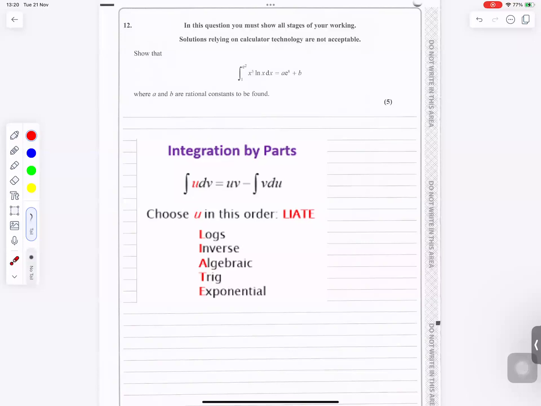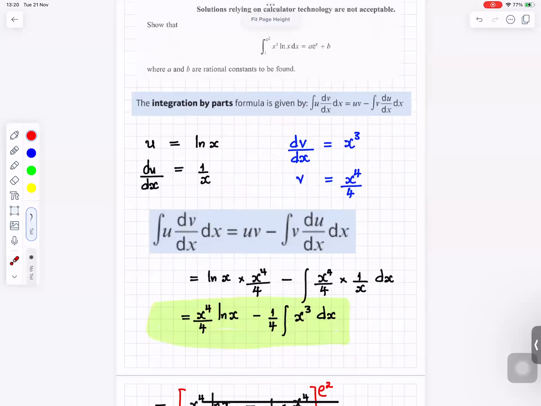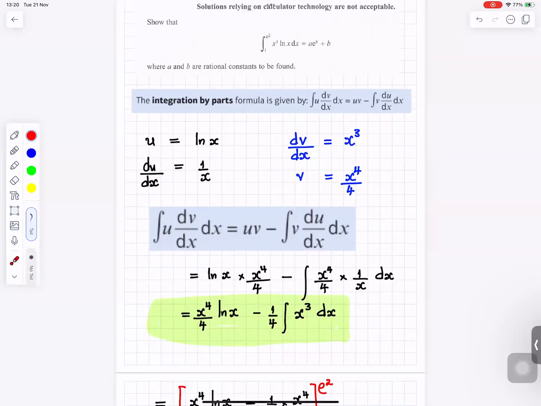Question number 12. To integrate, we're going to use integration by parts. So we want u to be ln x, and du over dx is 1 over x. dv is x cubed, and v is x to the power 4 divided by 4. And you write down the integration by parts formula. You put u times v, minus the integral of v times du over dx. x to the 4 divided by x gives you x cubed.